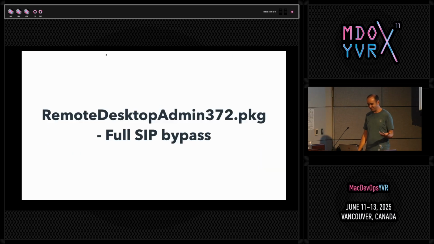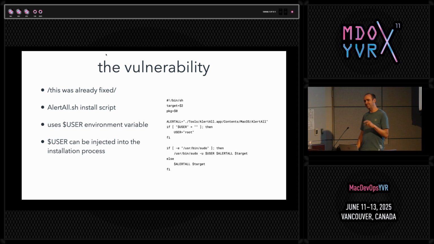Okay, there is another one, remove desktop admin. It was also vulnerable to a SIP bypass. Now, this was already fixed when I found it, but I don't know who found it first because there is no public information about it. So I don't even know the CVE associated with it, and who found it first.